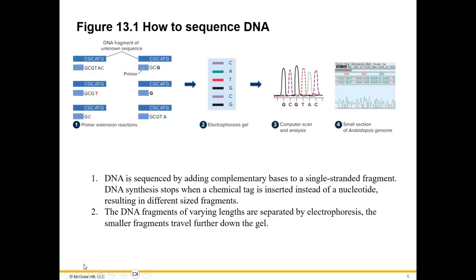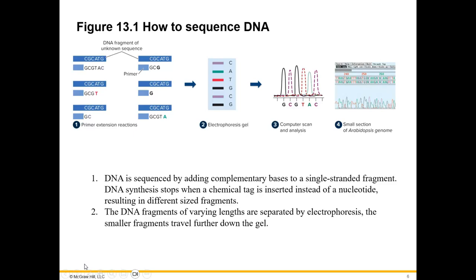So when we look at this process, the first step is our primer extension reactions, where we add the primer and the nucleotides that will be put in place for our DNA copies. So in step 1, DNA is sequenced by adding complementary bases to that single-stranded fragment. DNA synthesis will stop when the chemical tag has been inserted instead of a nucleotide, which is going to result in different sized fragments. So it's like the chemical tag will pair with a nucleotide, but is not a nucleotide itself. So that's going to halt the copying process or the placement of new nucleotides.